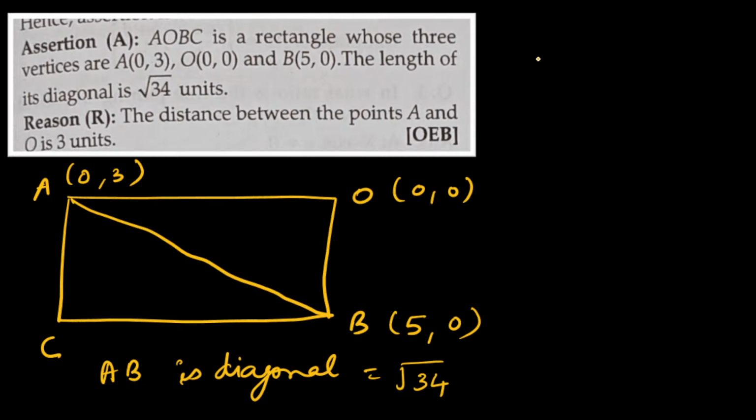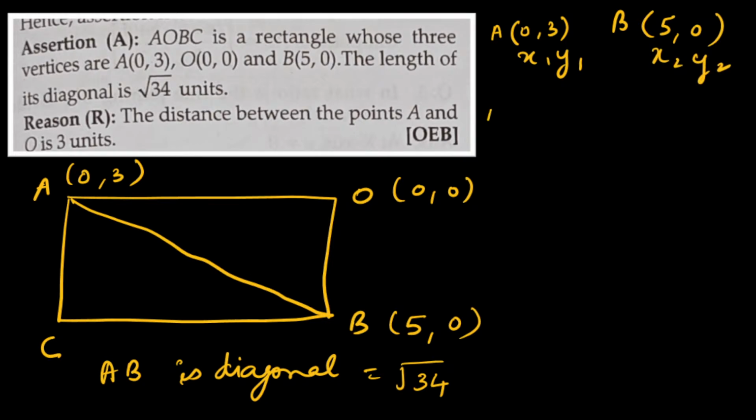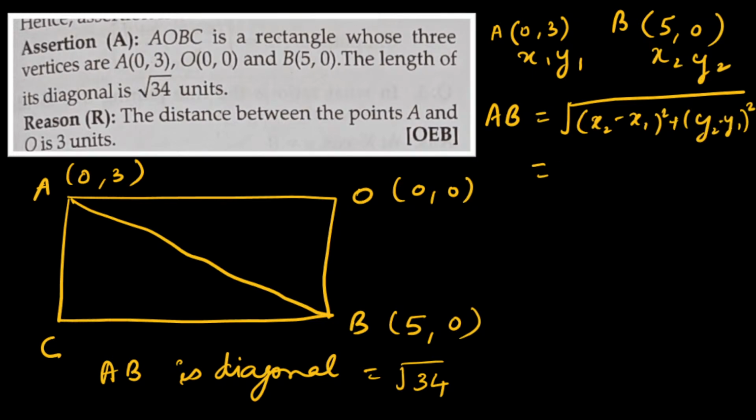AB is a diagonal, that means I have to use the coordinates of A and B. A's coordinates are 0, 3, B's coordinates are 5, 0. So A's coordinates I am writing as x1, y1 and B's coordinates as x2, y2. I have to find the length of AB, so I'll use the distance formula: x2 minus x1 whole square plus y2 minus y1 whole square.